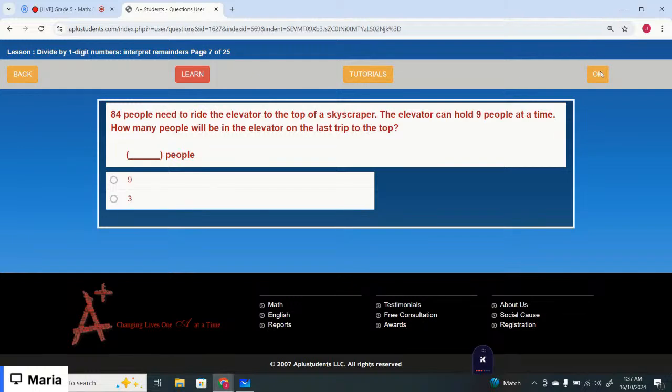So, you have to divide 84 by 9. We can go for 9 times 9 is 81, right? And you are left with 3. 84 take away 81 is 3. The correct option is 3. Option number 2 is the correct option.